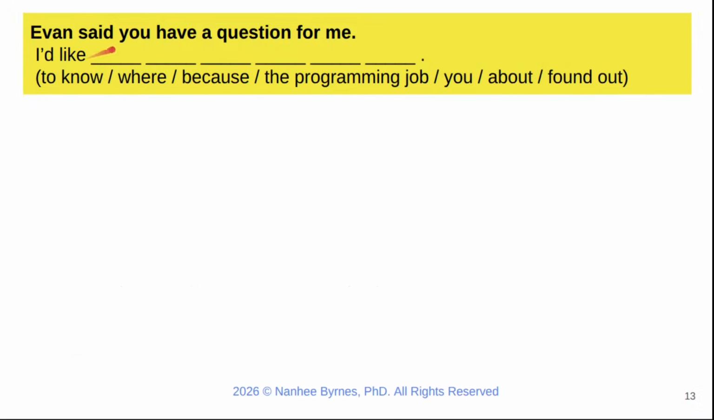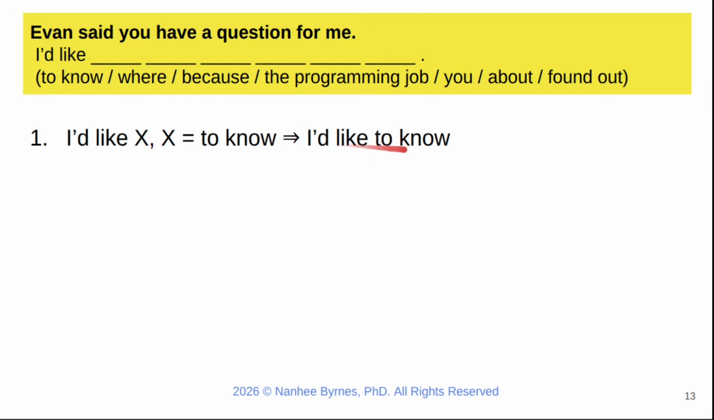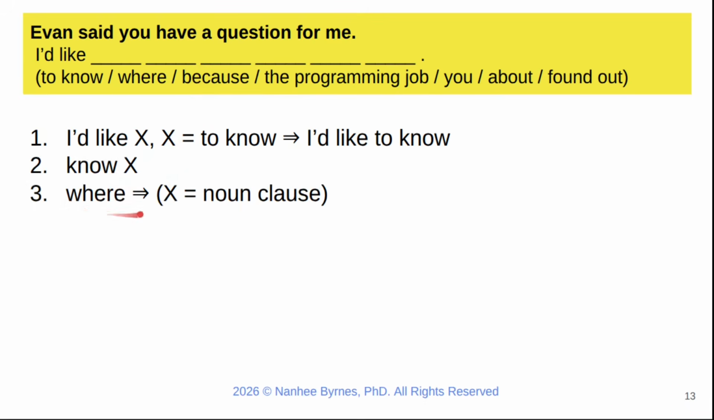Evan said you have a question for me. This sentence is similar to a previous structure. She wanted to know when. We have the infinitive to know as the object of like, so we start with, I'd like to know. Know needs an object, and we still have a lot of blanks left, so the object is most likely a noun clause. Interrogative words can lead a noun clause, and we have where, so it can introduce the clause. I'd like to know where.